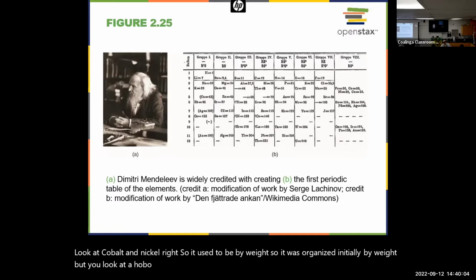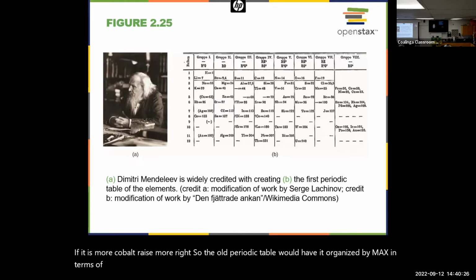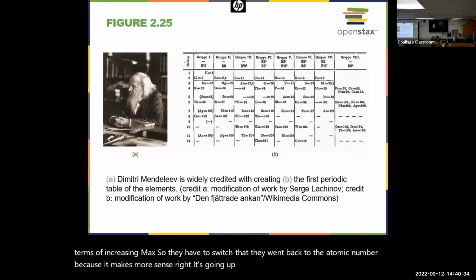Now, cobalt has a smaller atomic number, right? Is that true? Am I lying? Cobalt has a smaller atomic number than nickel, right? But look at the mass. Which one is more? Cobalt. Cobalt weighs more, right? So the old periodic table would have it organized by mass in terms of increasing mass. So they have to switch that. They went back to the atomic number because it makes more sense, right? It's constantly going up in terms of the atomic number. Right?